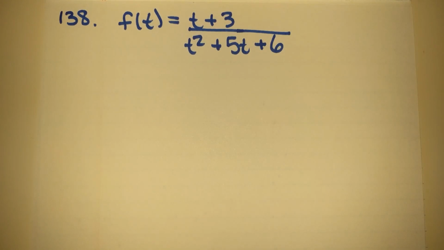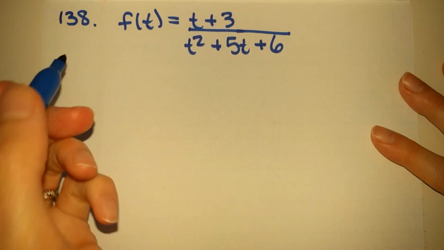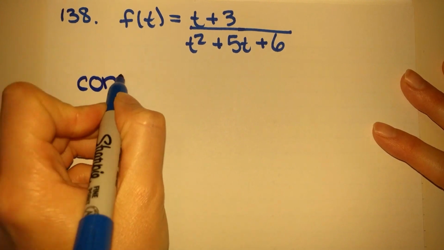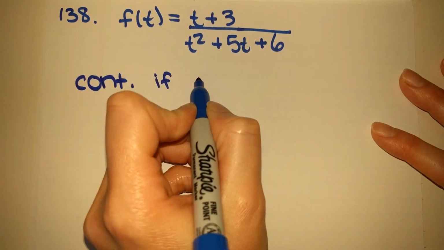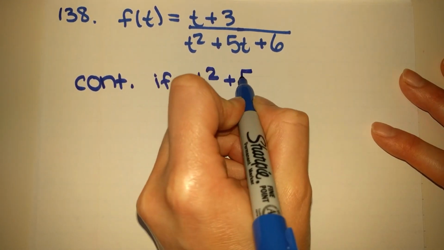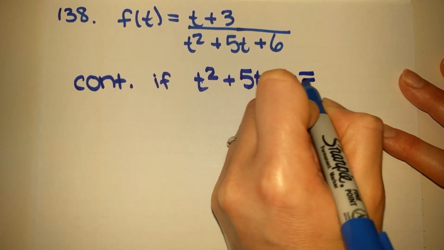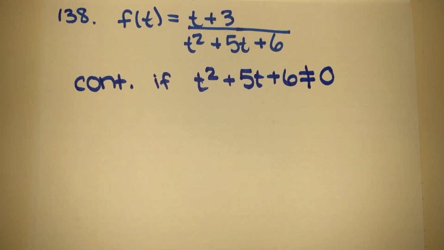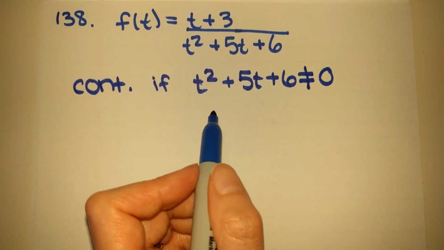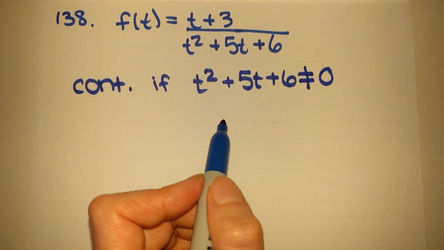So it will be continuous if our denominator is not equal to 0. Anytime we have a fraction, it is continuous if the denominator, t squared plus 5t plus 6, is not equal to 0. To solve that equation, you could use the quadratic formula, but the easiest thing to do will be to factor it.